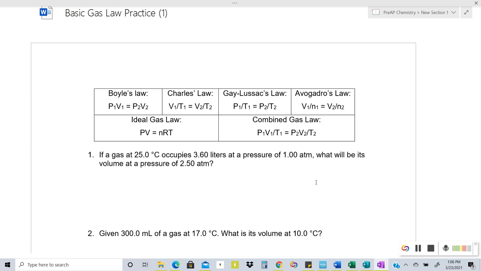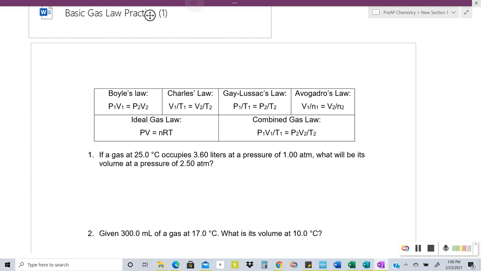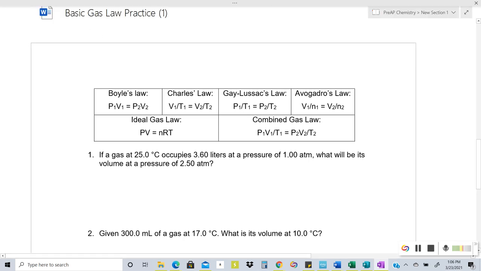Okay, so the first thing you need to do is determine what variables we've got. I've got a temperature, I've got a volume, a pressure, and another pressure. Okay, they did not give us a second temperature, so we're not using that. They want to know what V2 is. So we've got V1, P1, and P2. This is going to be Boyle's law. I do want you to identify what law it'll be.